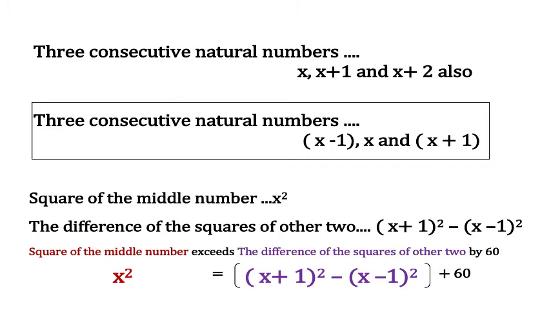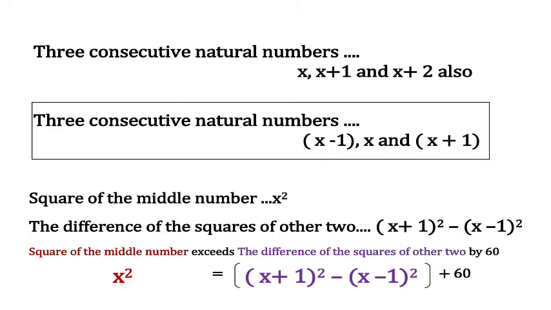In the earlier problems, we made the assumption of the first number, and then based on the first number, the second number was defined. Here, the assumption is done for the middle number, and with the help of the middle number, the preceding and succeeding terms are defined. So here, the three consecutive natural numbers are x minus 1, x and x plus 1. Now, move to the question.